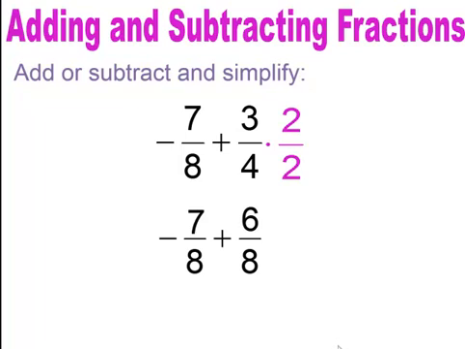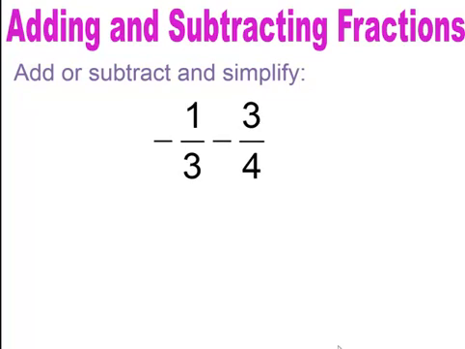Now be careful here. You see that I have different signs. When you have different signs, you have to subtract and keep the sign of the higher number. So I end up getting a negative 1 over 8. Pause and try.